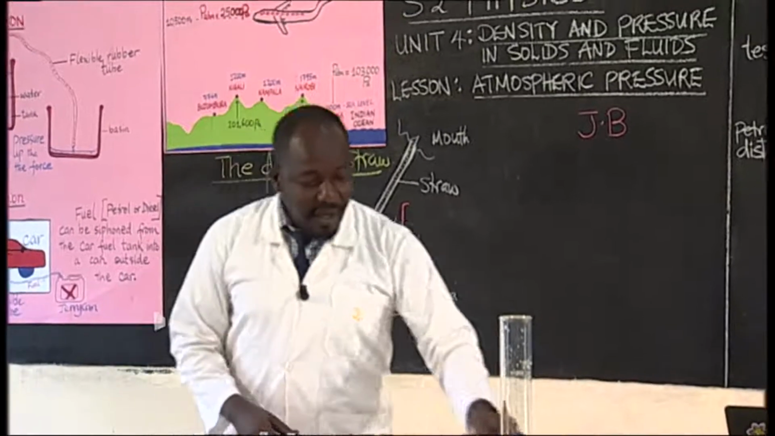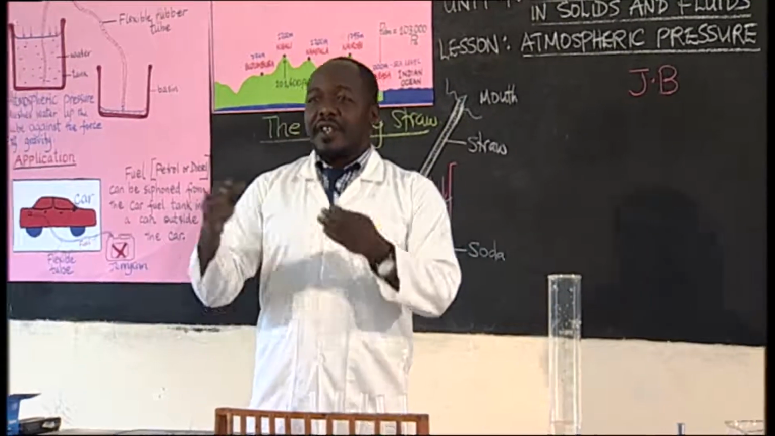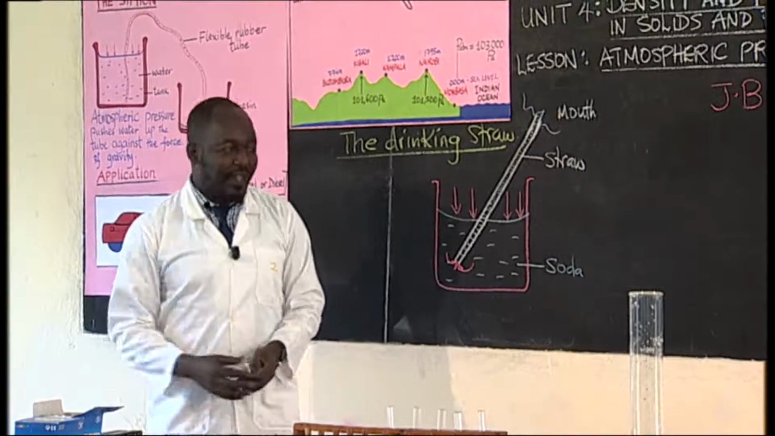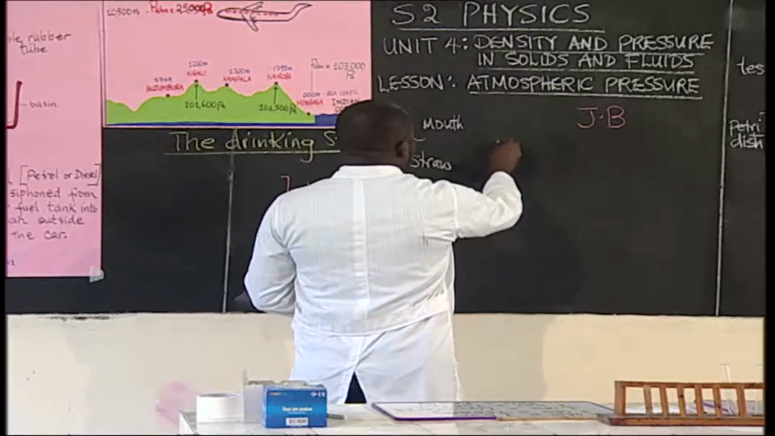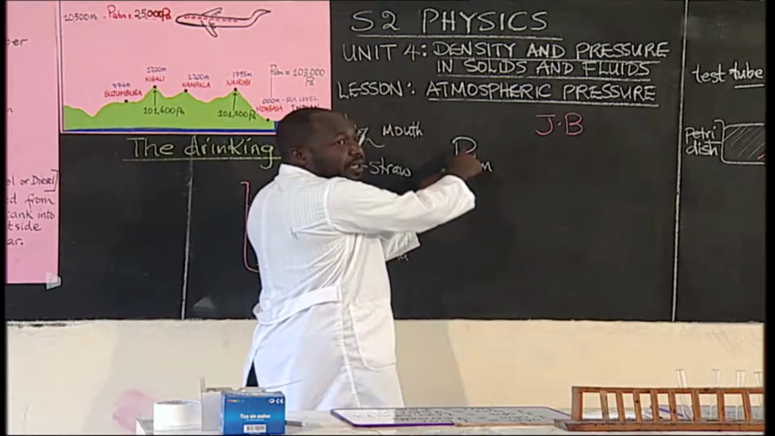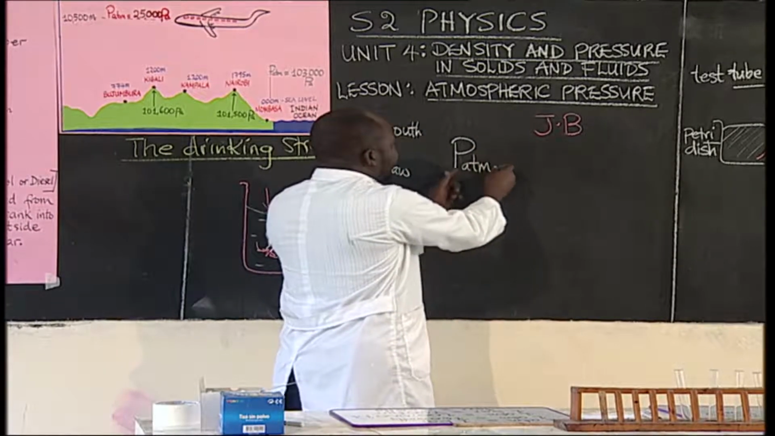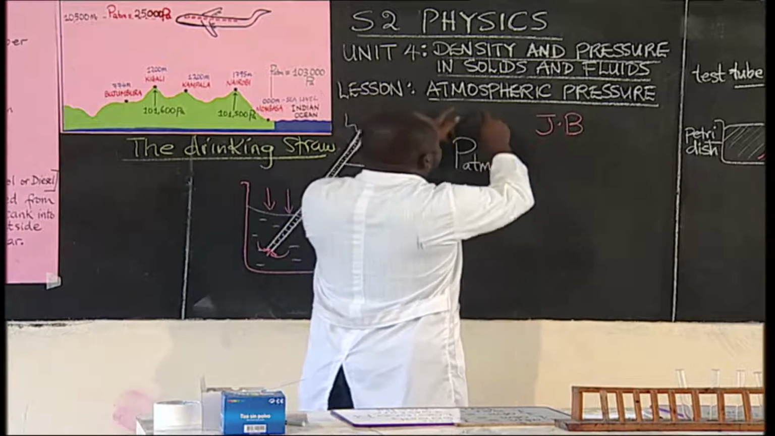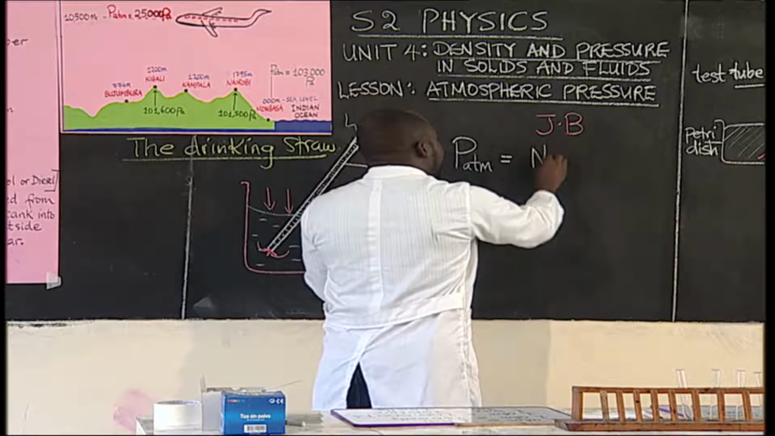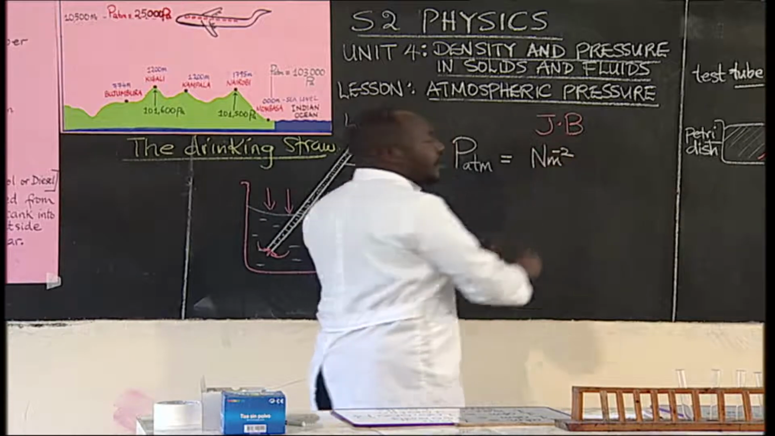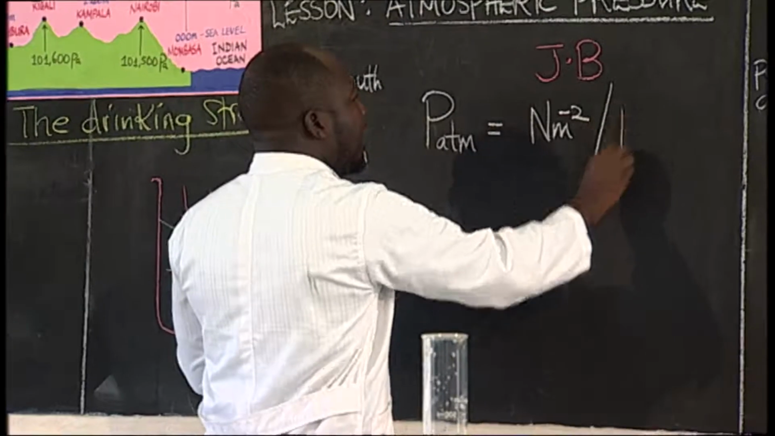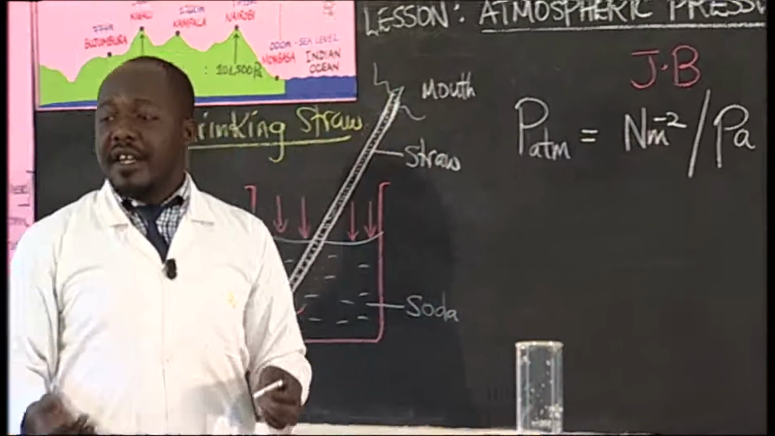Remember, we said atmospheric pressure is a pressure exerted by the weight of the gases in the atmosphere. So what does it mean? It means that atmospheric pressure, many times we abbreviate it like this, P, then ATM. This is just a short form for atmospheric pressure. Instead of writing the whole word, I can write this. So atmospheric pressure can also be measured in newtons per meter squared, just like any other pressure. We can also measure it in pascal, just like any other pressure.